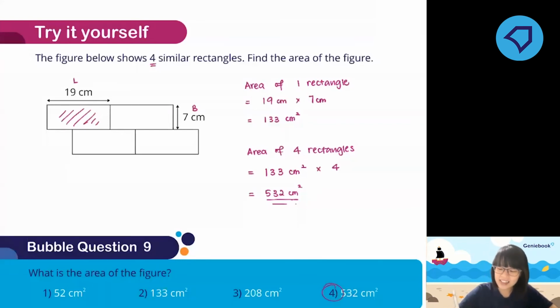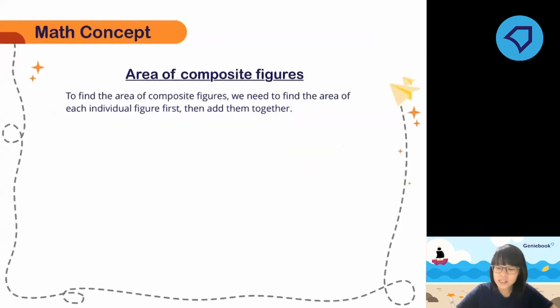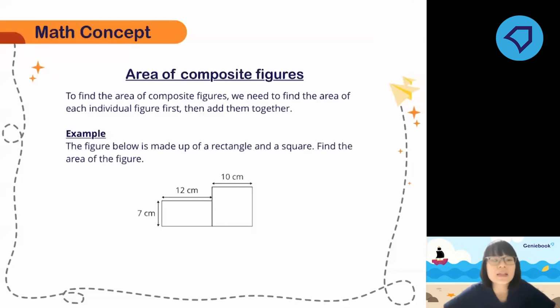Okay. So now let's move on to our composite figures over here. To find the area of composite figures, we need to find the area of each individual figure first, and then we're going to add them together. So let's take a look over here. An example. Okay, the figure below is made up of a rectangle and a square. So can you find the area of the figure?